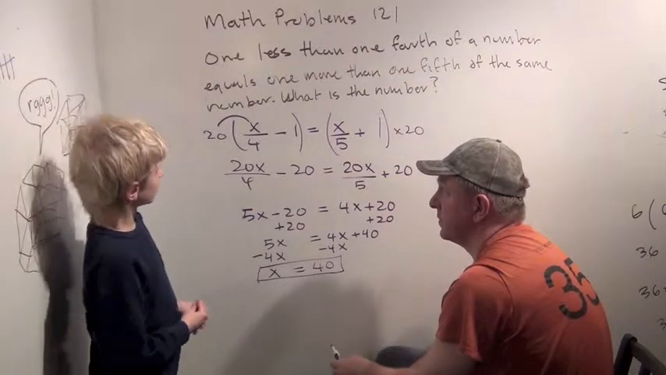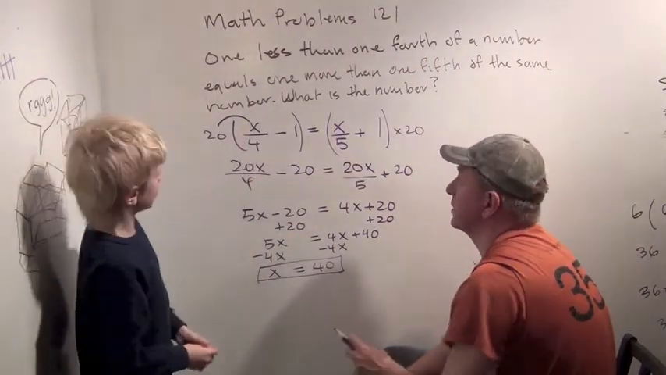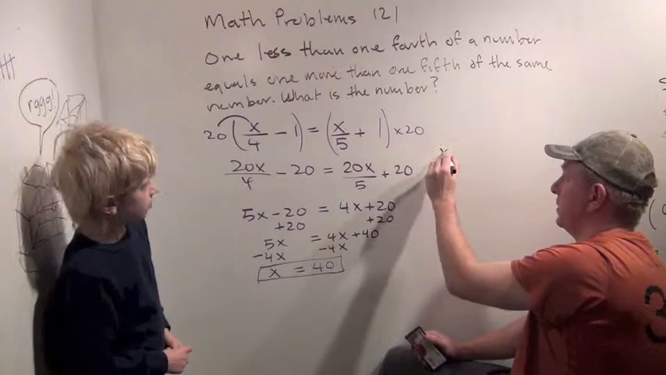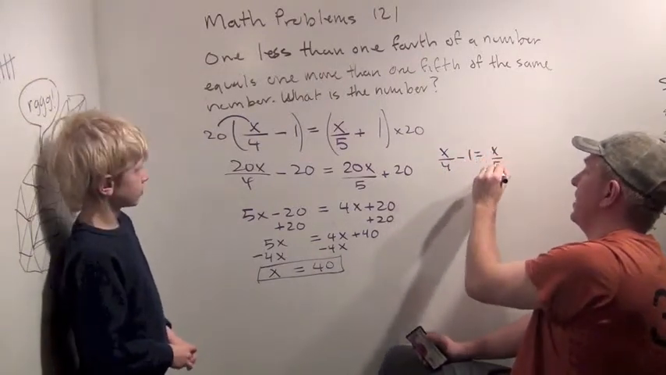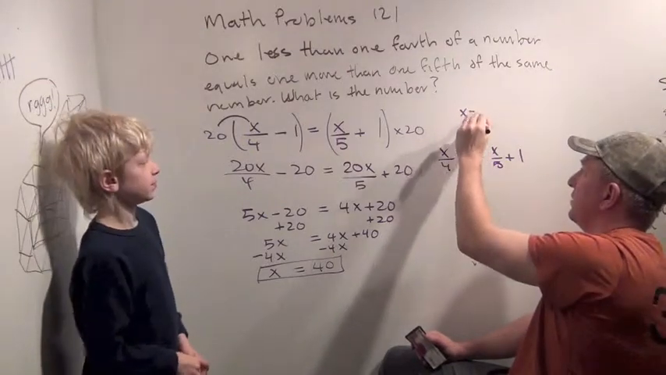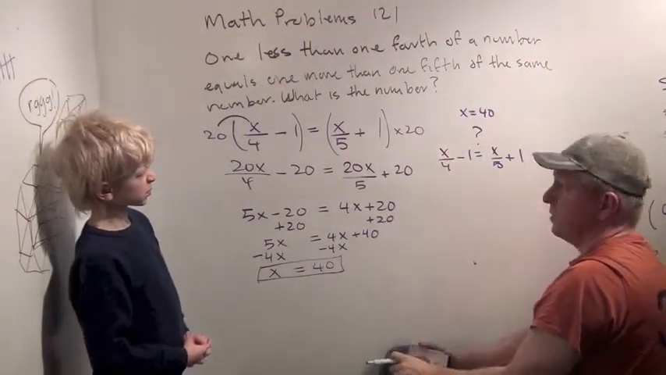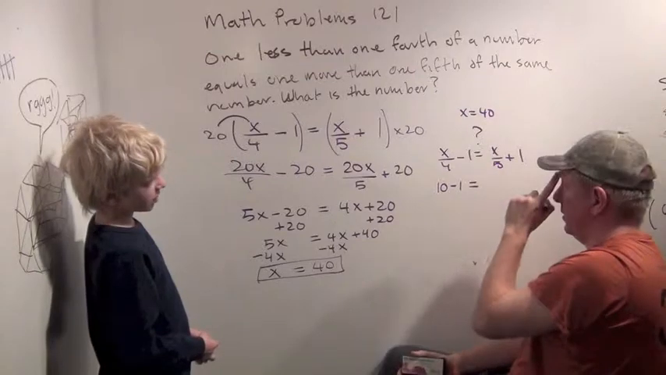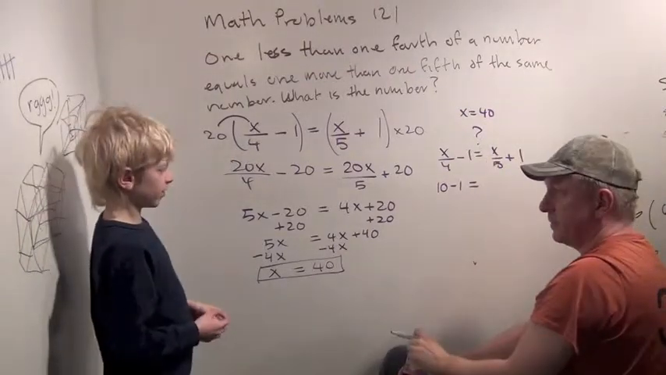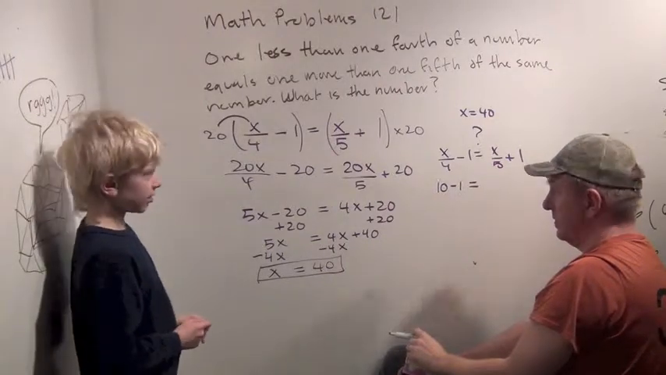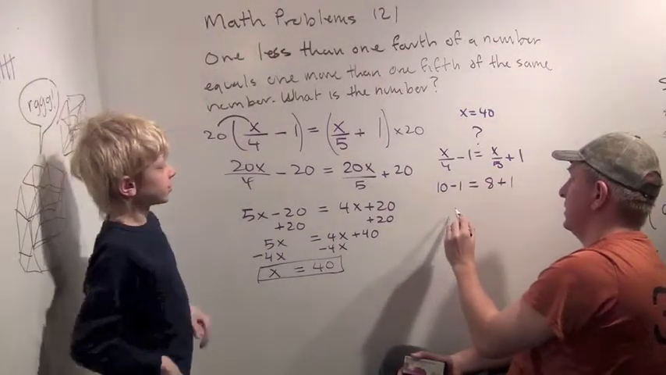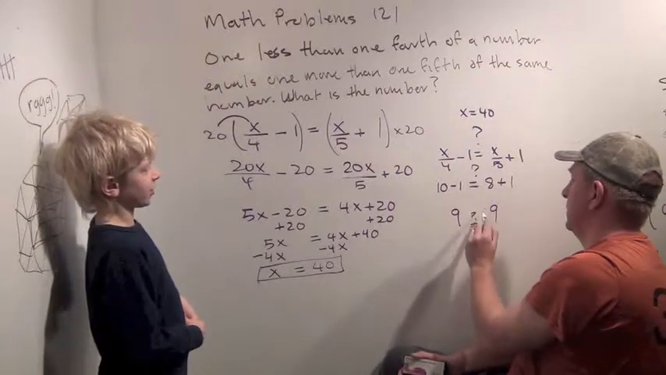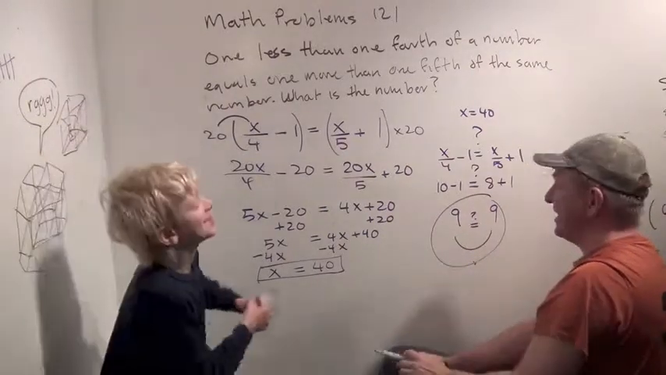Okay, what do we need to do now? Now we need to check it by plugging it into our equation. Okay, back to our original equation, x over 4 minus 1 equals x over 5 plus 1. And we're wondering, is this true when x equals 40? What's 40 over 4? 10. So 10 minus 1. And 40 over 5 is 8 plus 1, which is 9. So does 9 equal 9? It does. Yay! 9 equals 9.